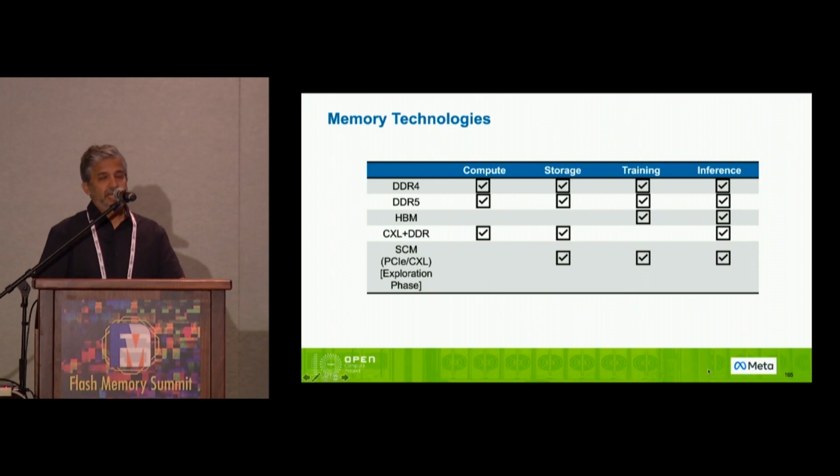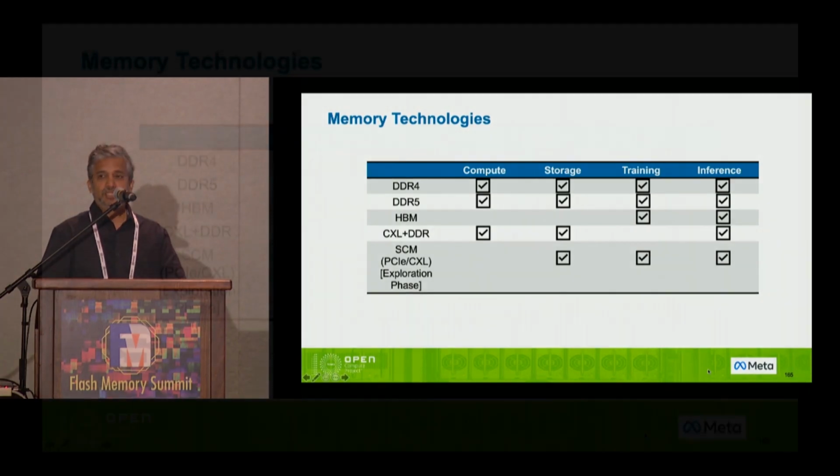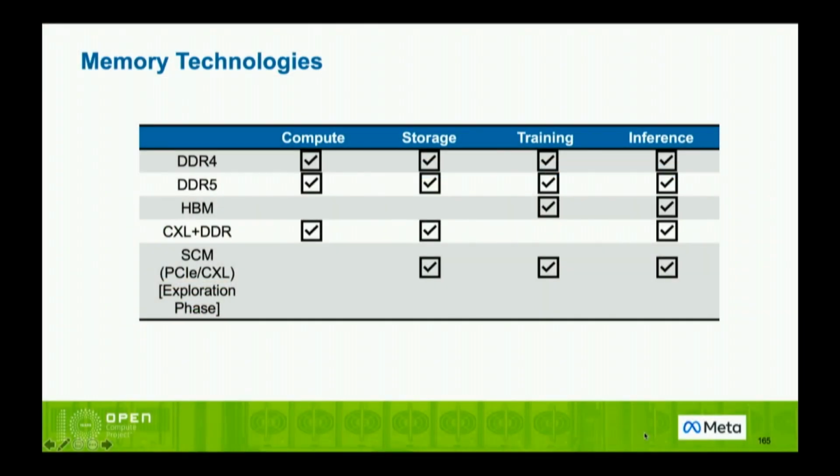Let me try to map it back into the different SKUs that you will see. You can map this back into the OCP server SKUs that you might see, and this is representative of what you'll see in the industry also. You'll see compute servers, storage servers, training servers, and inference servers, and different technologies and where we see them.